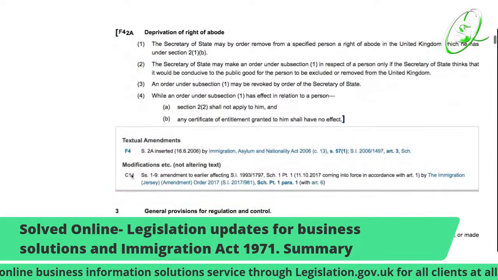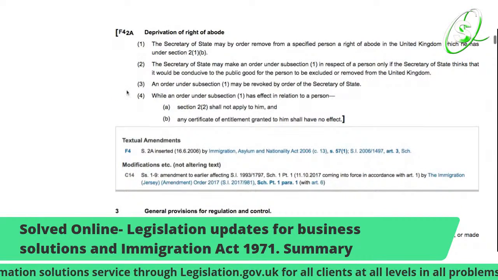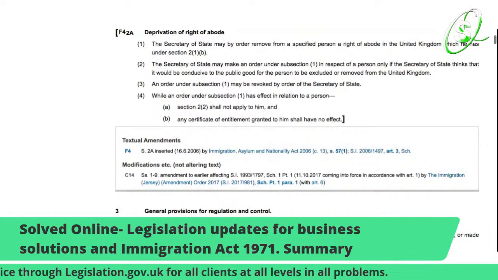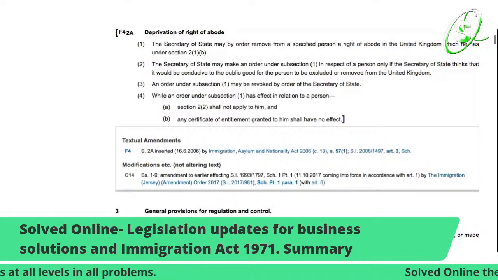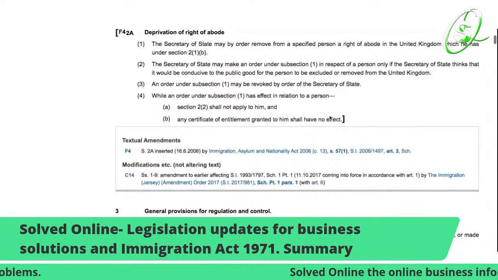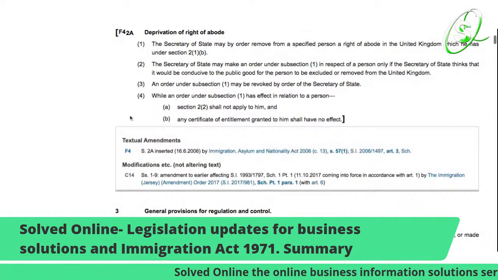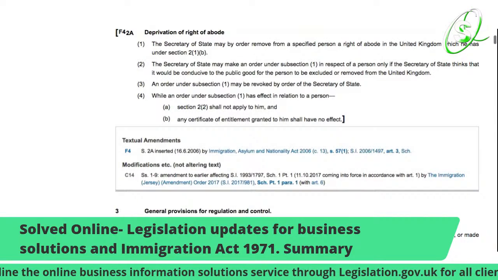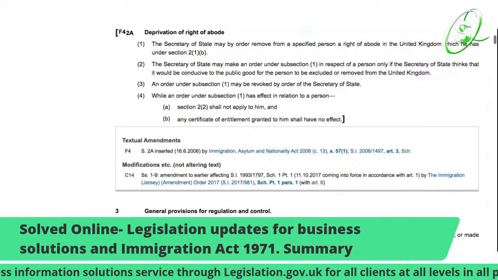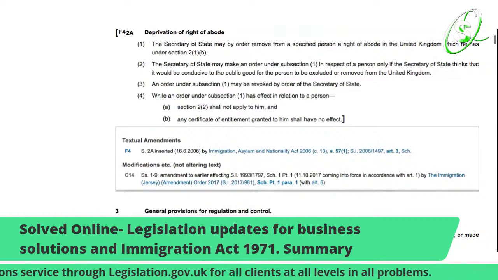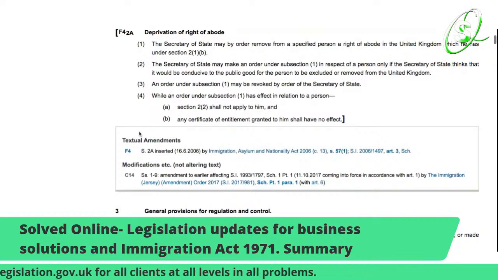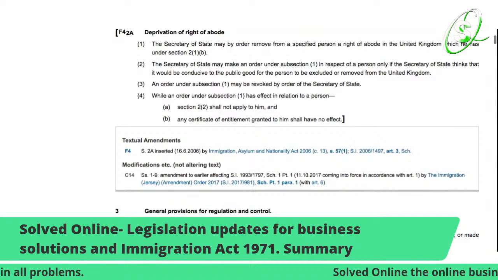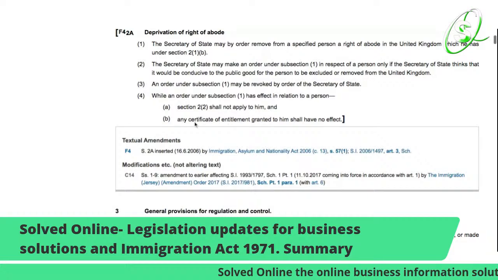Also, an order under subsection 1 may be revoked by order of the Secretary of State. Whilst an order under subsection 1 has effect in relation to a person, A, subsection 2.2 shall not apply to him, and B, any certificate of entitlement granted to him shall have no effect. So that's what it is.